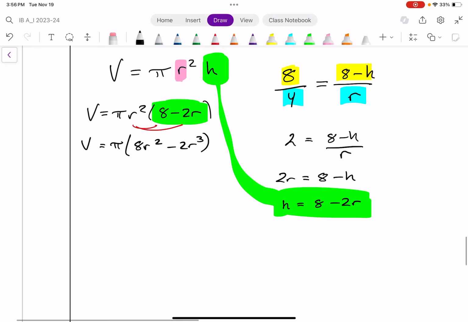Okay, that's still my volume. Notice there's a common factor of 2r I could take out of this, but I'm just going to differentiate right now. So let me differentiate this function. V prime: that constant of pi doesn't affect things. Constants are nice when differentiating. The derivative of this inside part would be 16r minus 6r squared.